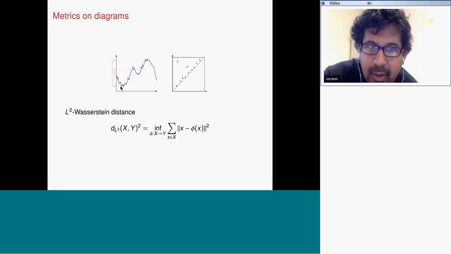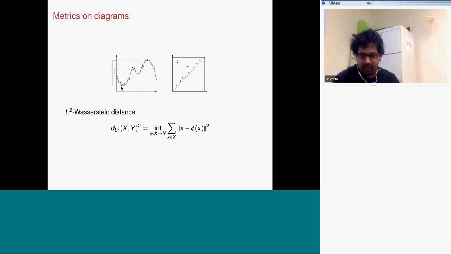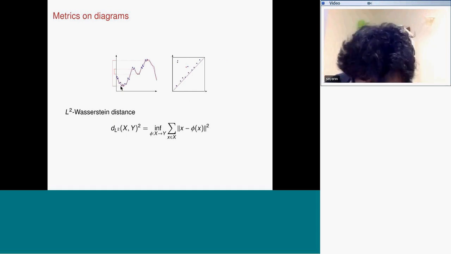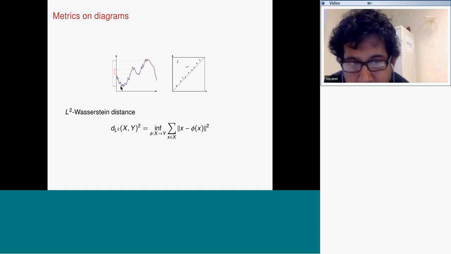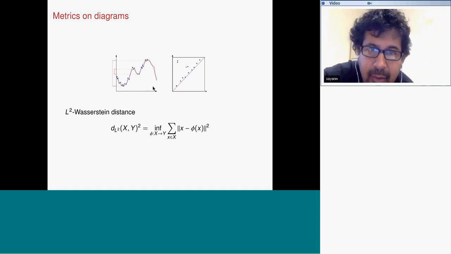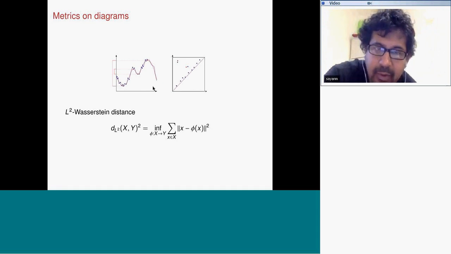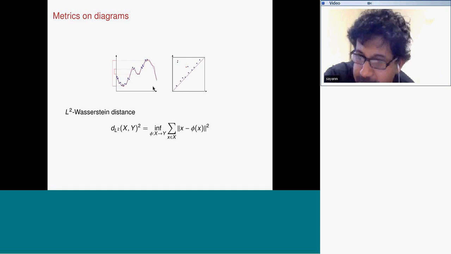Okay. Now, when you want to think of something as a random variable, you have to worry about the probability space it lives on. The way we do this is we first start with a metric on diagrams. There's a way of measuring distances between them, and there are actually a variety of them. One is called the L2 Wasserstein metric. If I have diagrams X and Y, let's say the red and the blue, I'm basically looking for a bijection that matches all the points in the red to the points in the blue, and then taking the L2 distance between them. Points that cannot be matched get mapped to the diagonal.